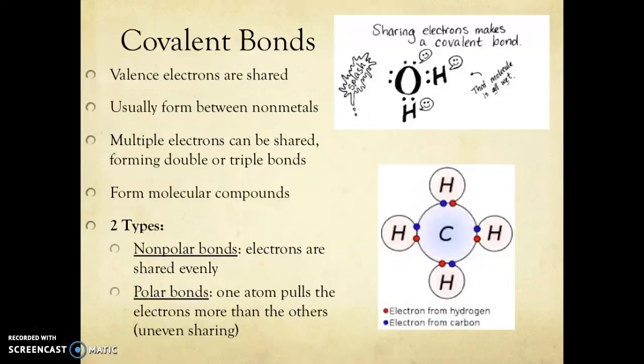And there are 2 types of molecular compounds or covalent bonds. There are nonpolar bonds, which is where the electrons are shared very evenly. The atoms are being very nice. They're sharing nice and evenly with no issues. With a polar bond, you've got one atom that is being greedy and is trying to hog the electrons. So it's trying to pull them closer to itself and away from the other atoms. So it's an uneven sharing happening.